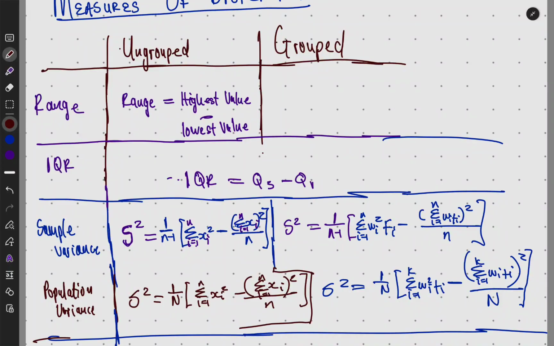You have to know every measure of dispersion by heart, especially variance. It's the difficult one. The rest is a walk in the park.